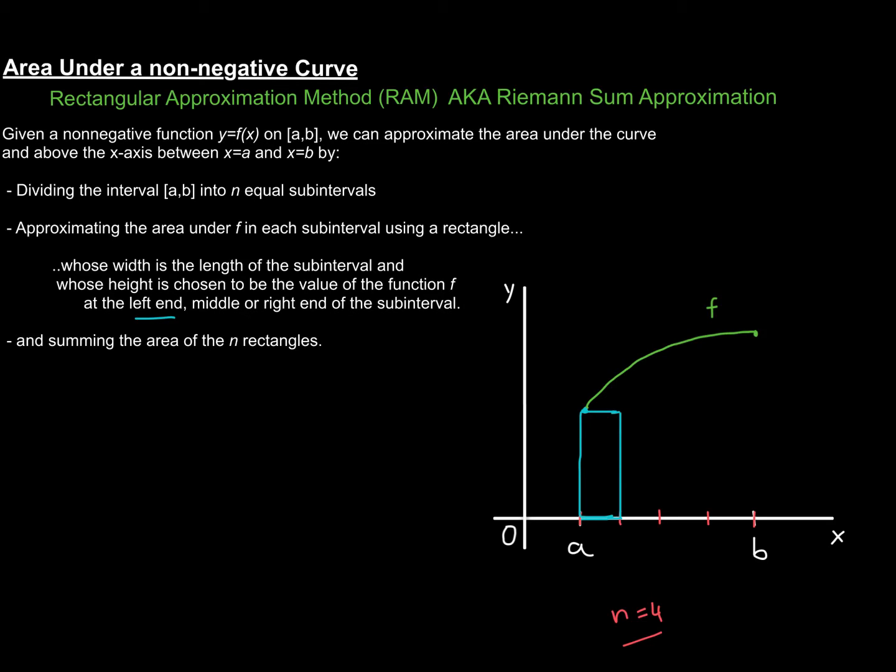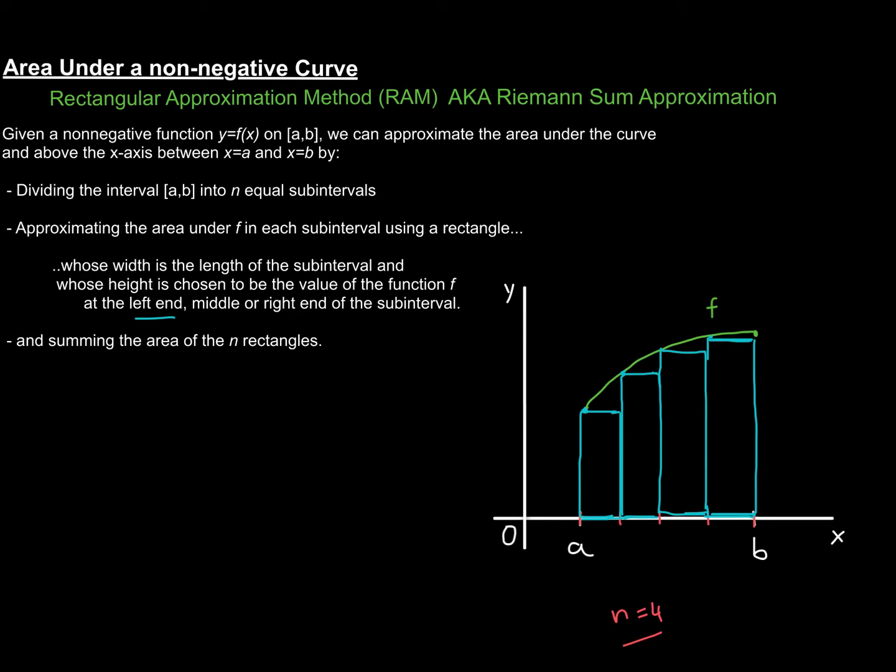Alright, so for my next subinterval, I'm looking at my curve over this subinterval, and I'm choosing the left endpoint here to be the height of my rectangle. So that will be rectangle number 2. Doing the same thing and finishing out for rectangle 3 and 4. And now I have the rectangles that will approximate the area under the curve in each subinterval.